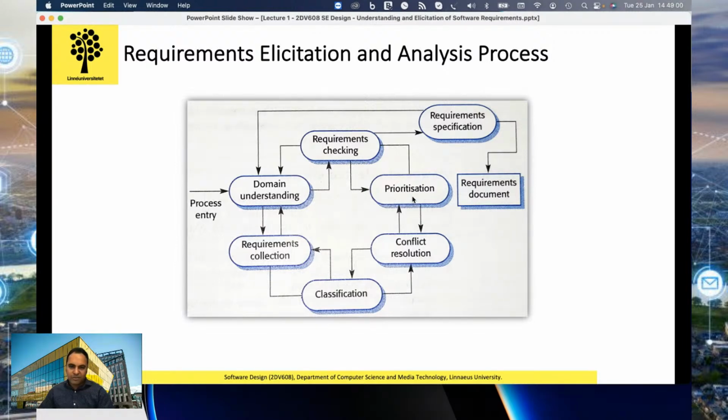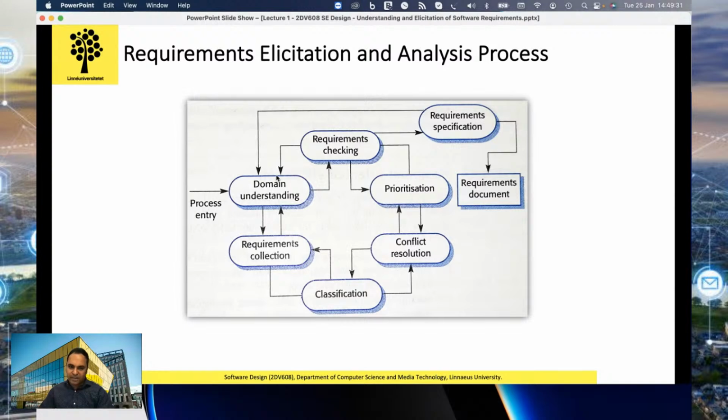Or if you do not have any problems and you clearly identify which requirements will be implemented, you go for requirements checking, requirements specification, and finally you create a requirements document. But again, similarly, if you have problems in the requirements checking phase or requirement specification phase, you do not go back to the previous steps here.